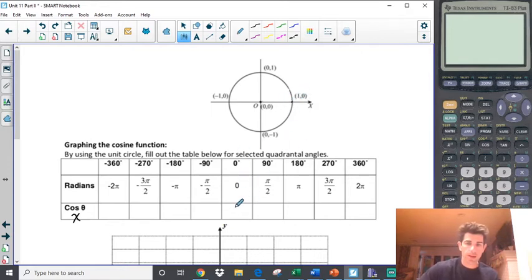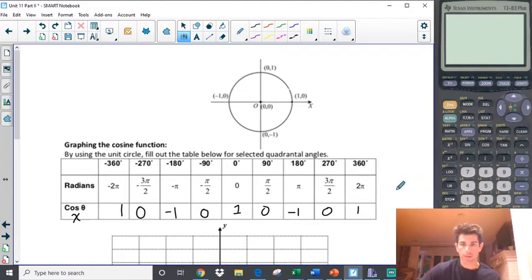So the x value at 0 now is 1. At 90, the x value here is 0. At 180, my x value is negative 1. At 270, my x value is 0. And then I complete my circle at 360 with it being 1. Now if you go backwards here, you're going to have a 0. Let's not mess this up this time for anybody. This is going to be a negative 1, okay? Then we have a 0 again, and then a positive 1. Okay, so there is my cosine function.